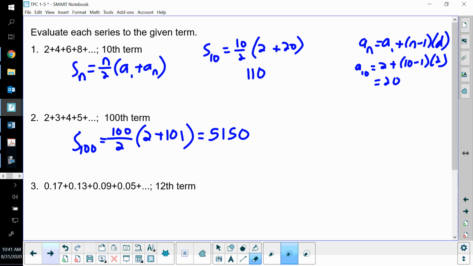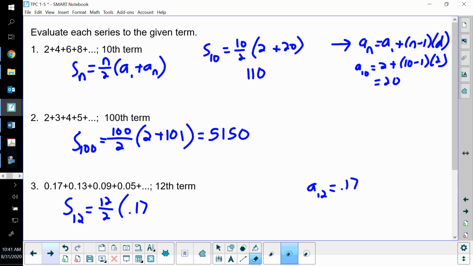And our last one for today, this is going down by 0.04 each time. That's what tells us it's arithmetic. So we're going to have S12 is equal to 12 over 2 for the first term of 0.17. Let's go off to the side. We're going to use our arithmetic sequence formula to find the 12th term.